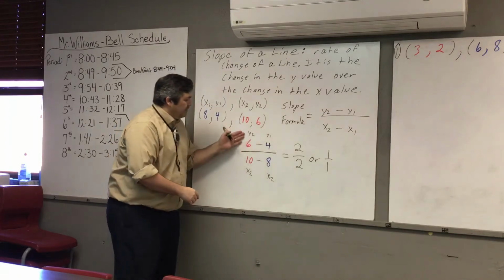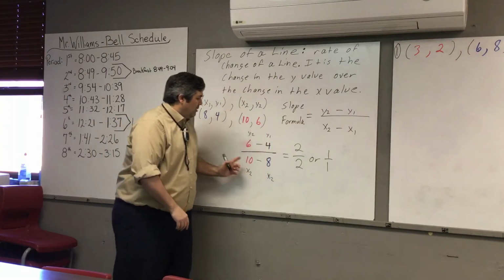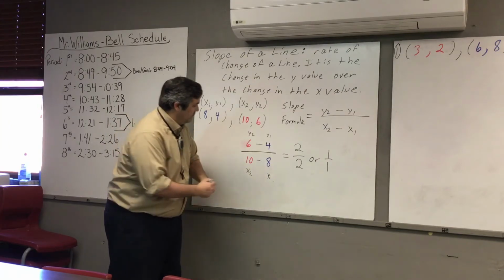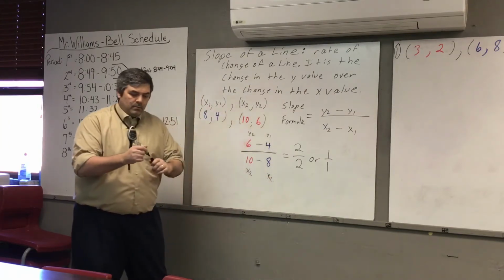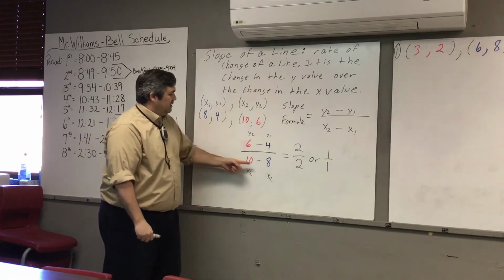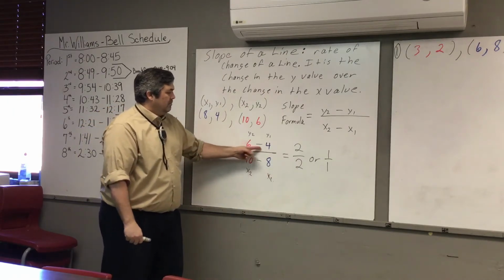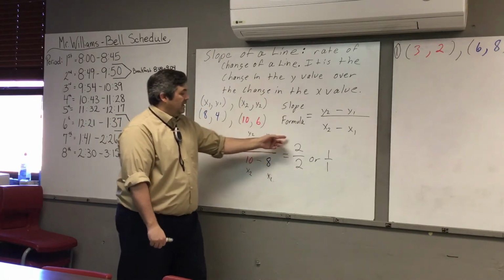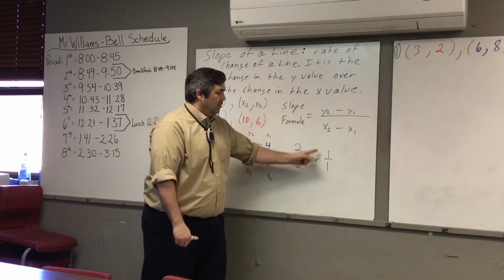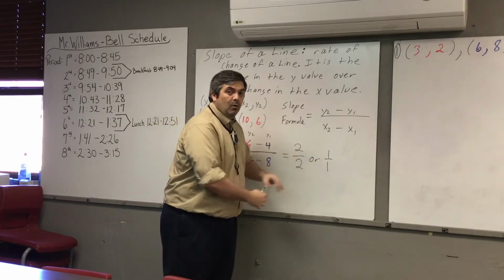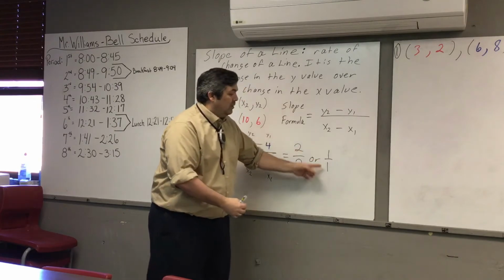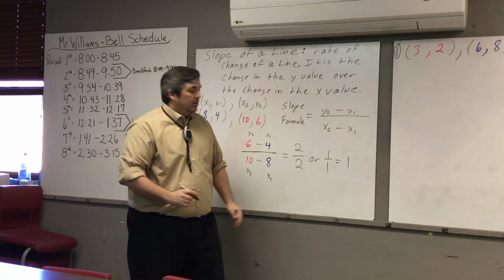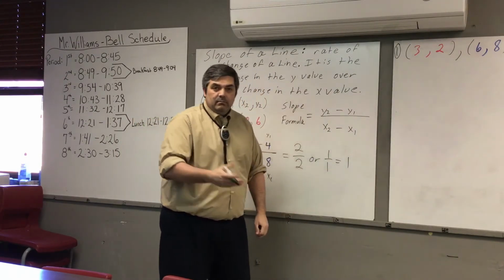Okay, so here we go. y2 minus y1 over x2 minus x1. So here, 10 minus 8, 6 minus 4. Well, 6 minus 4 is 2. 10 minus 8 is 2. So now I get this 2 over 2, or 1 over 1. So the slope, or the rate of change here, is 1 over 1, or 1. It can be a whole number, but remember that underneath that is a 1.